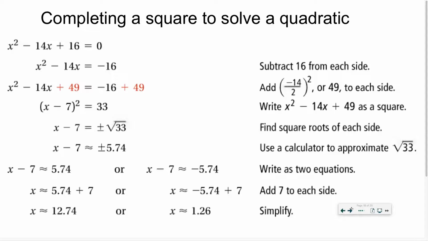But in order to complete the square, I first need to get rid of this C value, because when I work that formula, that b divided by 2 squared, I'm coming up with a new C value. So this one's got to go. So the first thing I'm going to do is subtract my 16, which turns my equation into this: x squared minus 14x equals negative 16.